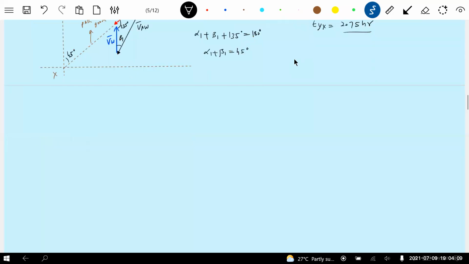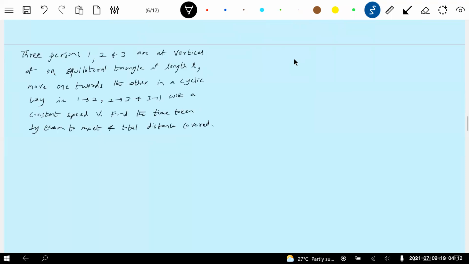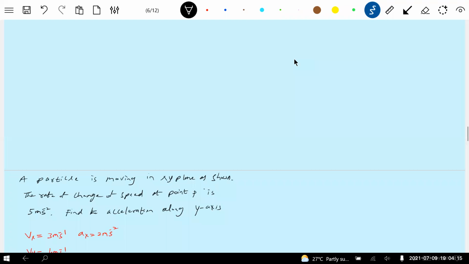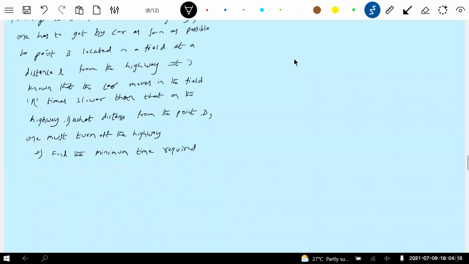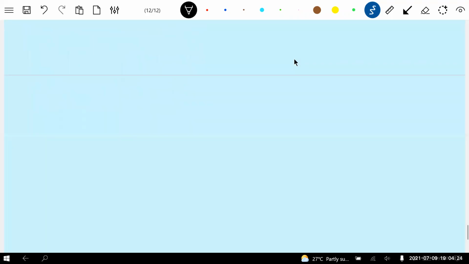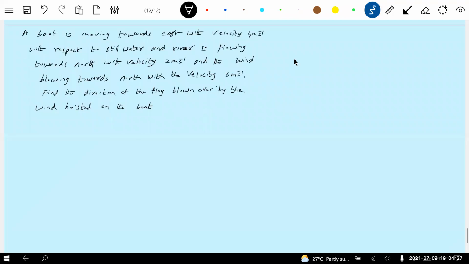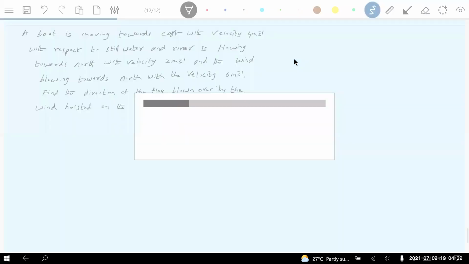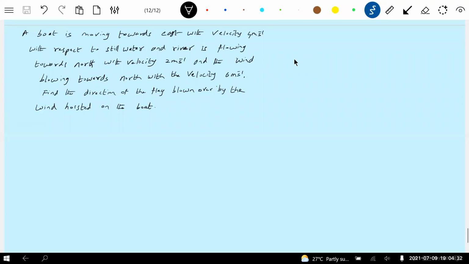Everything will be there. Okay, I think the flag one is next. I will discuss the flag one because the same concept is needed. I read the question.